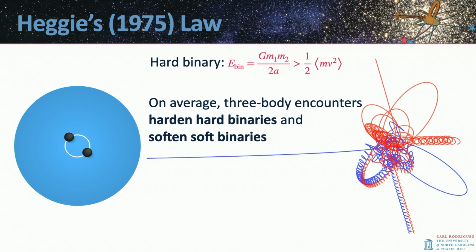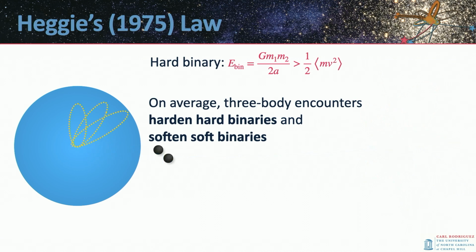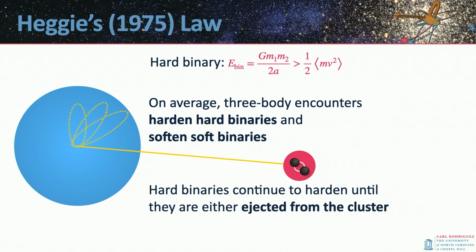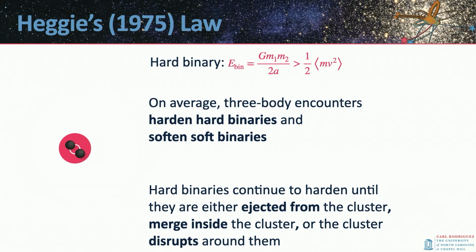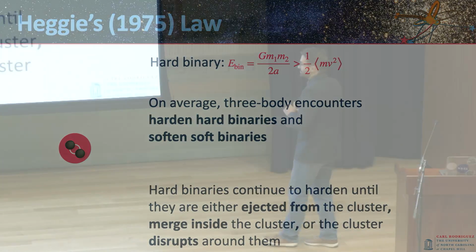And so what that means is that on average, the binaries that I hit with other stars and black holes are going to shrink their orbits, get kicked out into the halo of the cluster, dynamical friction brings them back in, and this process continues again and again until either the binary is ejected from the cluster, it merges in the cluster, or the cluster is torn apart by galactic tidal fields around it. All right, so that is my quick introduction to binaries in star clusters.